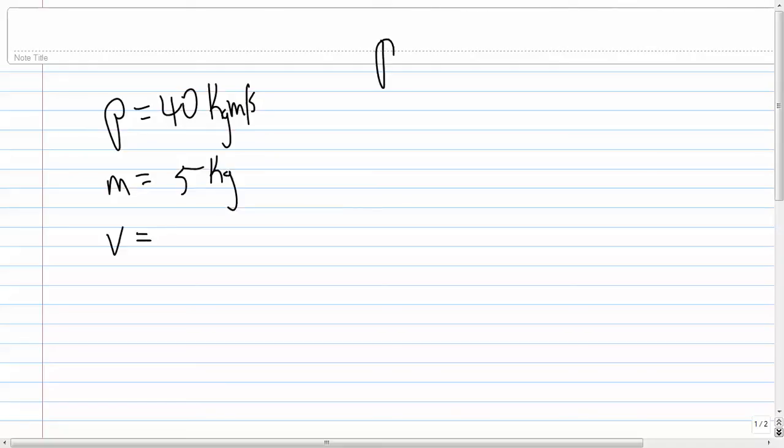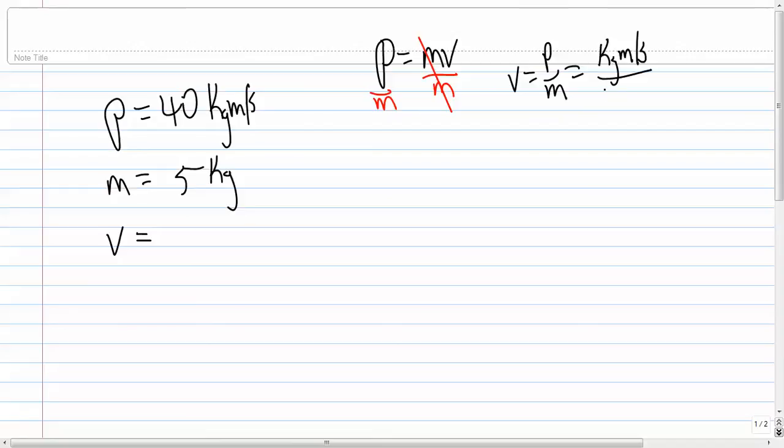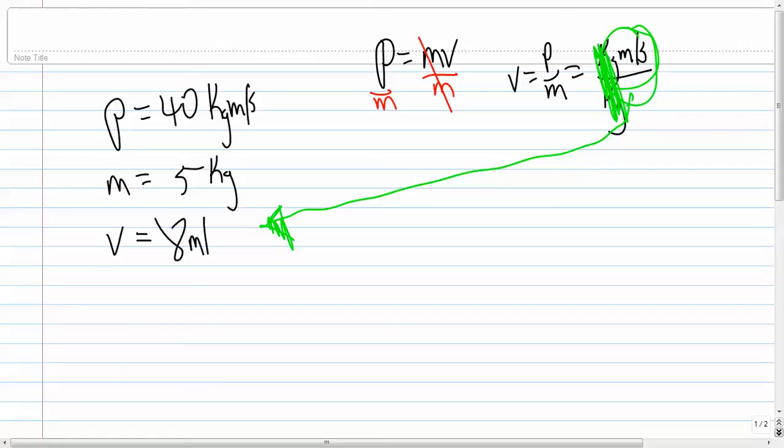Well, if P equals m times v, how do I get the v by itself? I divide by m. So what we wind up with is v equals P over m. What will happen is our kilogram meters per second is over our kilograms, and our kilograms will cancel, and our unit will be in meters per second. And that's good because that's what velocity is measured in, right? Meters per second. So P divided by m, 40 divided by 5, that is going to be 8 meters per second in some direction.